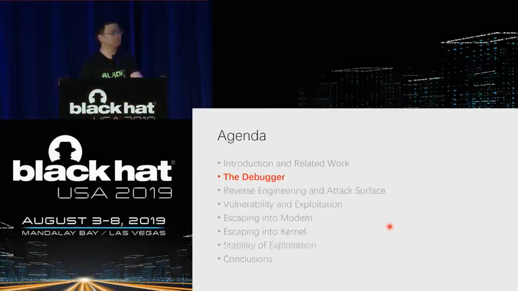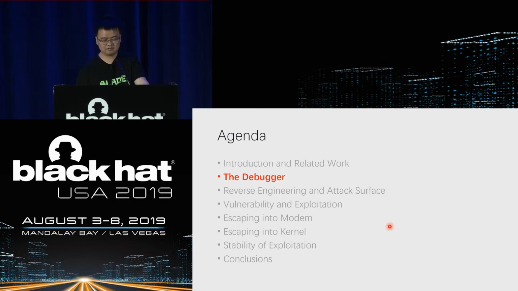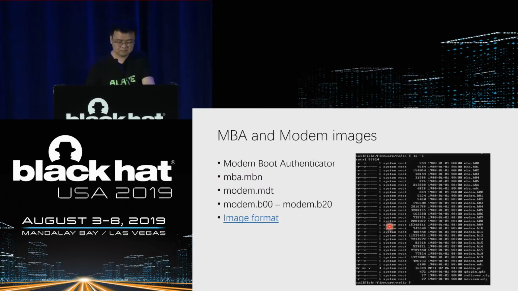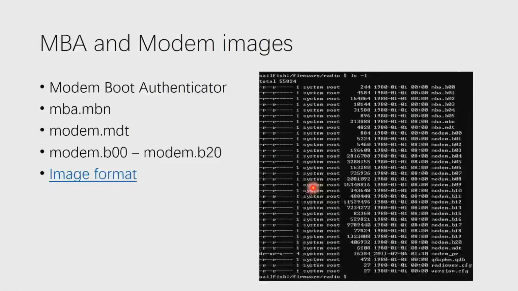Before we go into the details of the WLAN and modem firmware, we need to introduce the debugger we use to debug the firmware. This is the key step for us to analyze the modem and WLAN firmware. You can see there are MBA and the modem images in the file system. MBA.mbn is the MBA image. Modem.mdt and modem.bxx are modem images. These images have a specific format according to Qualcomm's official document.